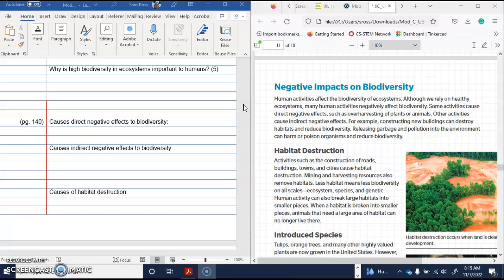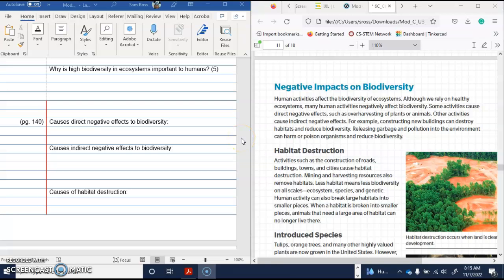What causes indirect negative effects to biodiversity? Other activities cause indirect negative effects. For example, constructing new buildings can destroy habitats and reduce biodiversity. Releasing garbage and pollution into the environment can harm and reduce biodiversity. So constructing new buildings or releasing garbage or pollution.